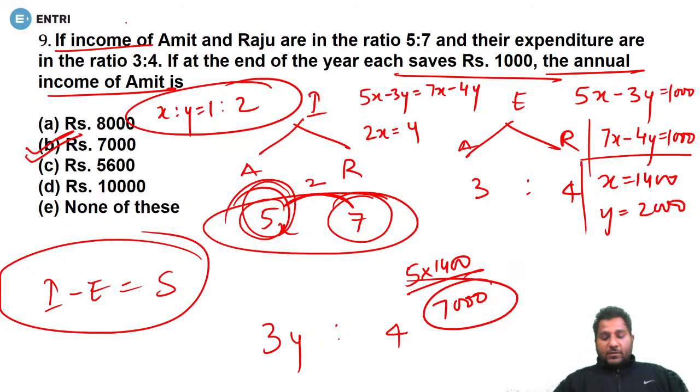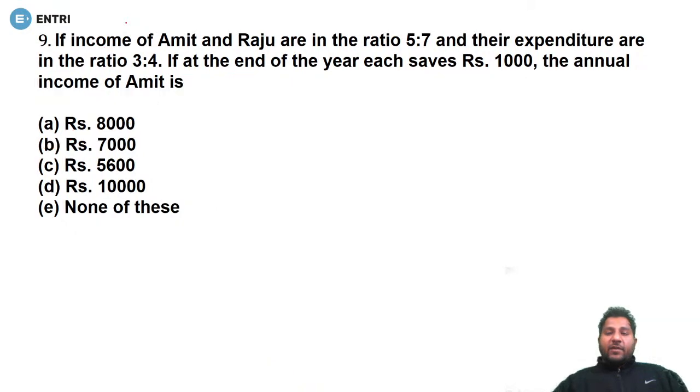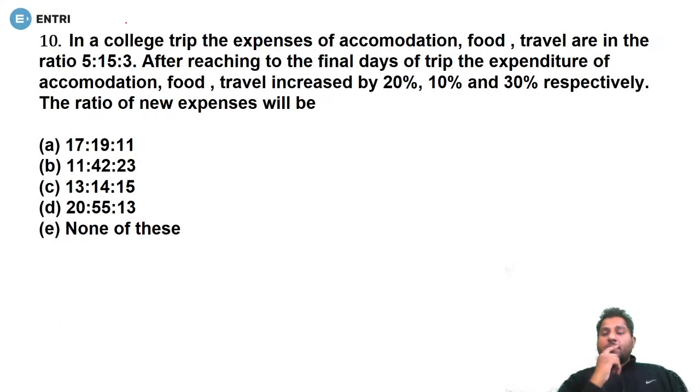After ratio, you can start time and work, because time and work is the most important topic at the moment. After ratio, you can start time and work, and you can do speed, time and distance. These are the important questions. All right. Now tell me, anyone who is having an issue. Now let's move on to the next question.